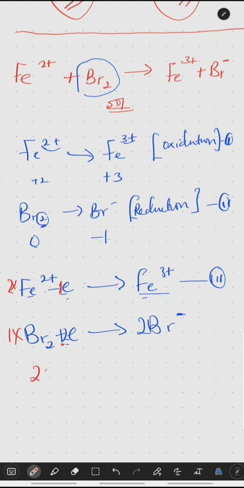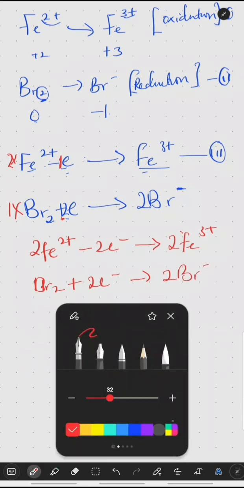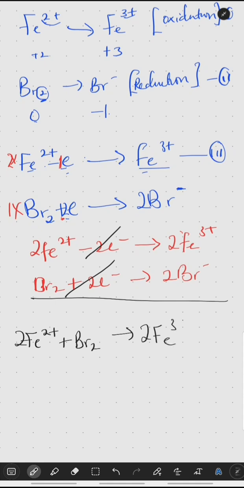So 2 times Fe2 plus will give you 2Fe3 plus plus 2 electron. We are doing this so that the number of the electron on both sides can be equal, and we can cancel them at the end of the day. So 1 times Br2 plus 2 electron will give you 2 Br minus. Then from here, we move ahead. So we cancel the 2 electrons. At the end of the day, the next equation is now 2Fe2 plus plus Br2, which is bromine gas, to give 2Fe3 plus plus 2 Br minus.